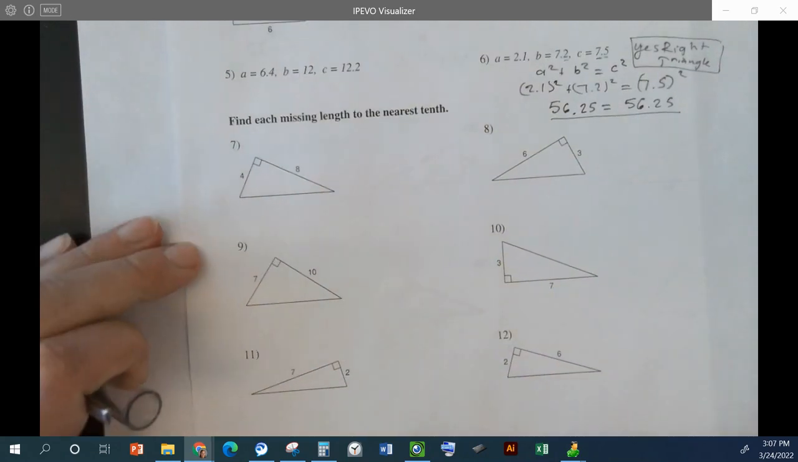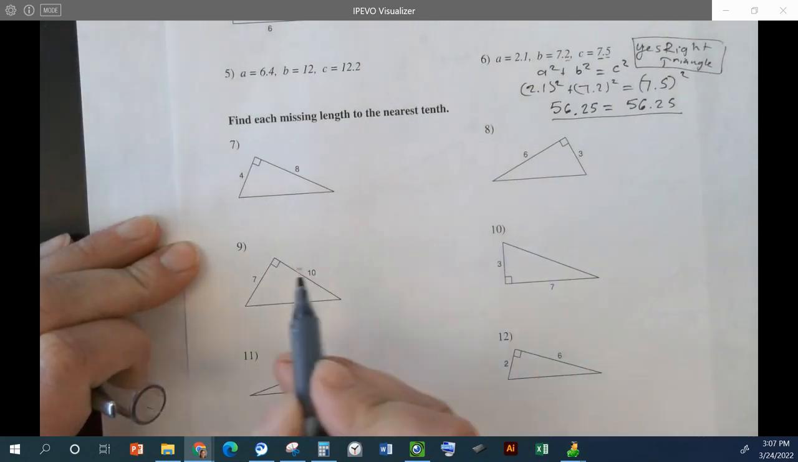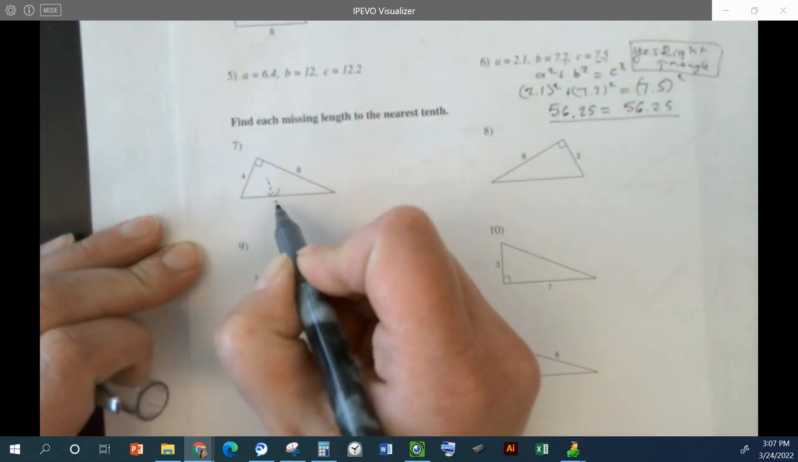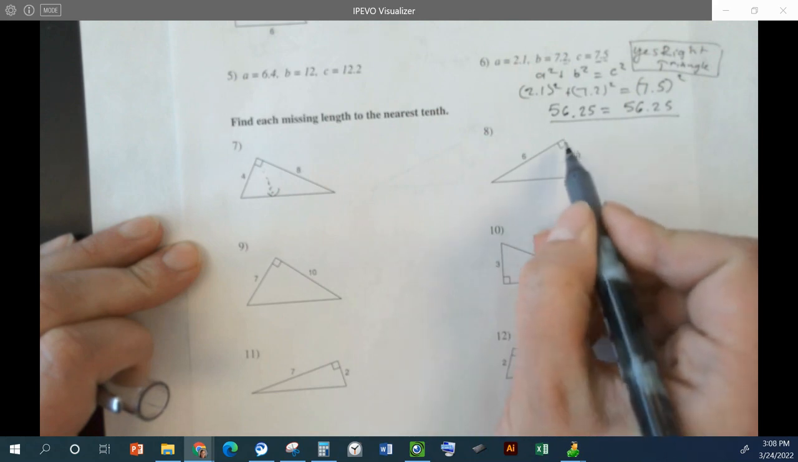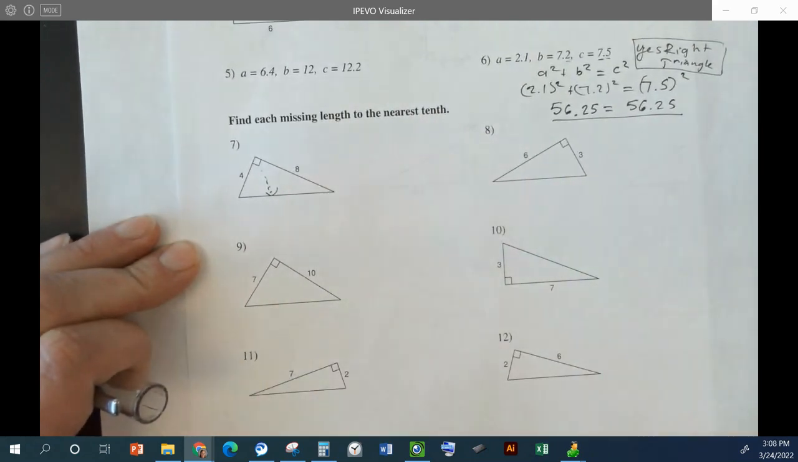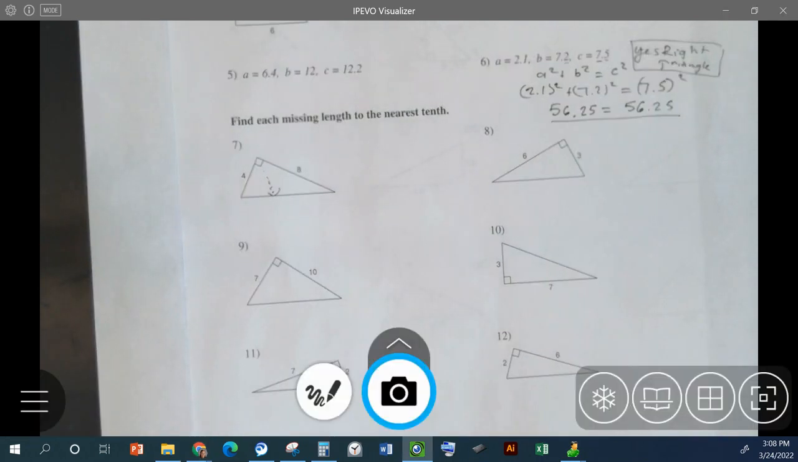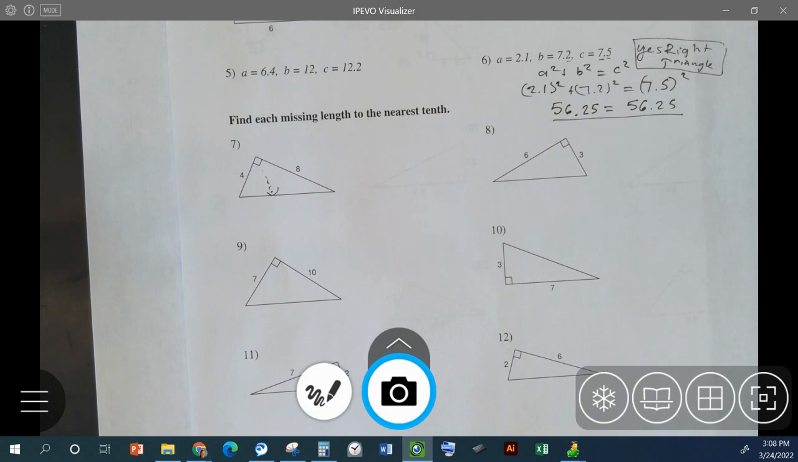Okay. So these first couple, we're looking for the side across from the 90-degree angle. Notice this little square means it's 90. So all of these triangles, we'll be able to use the Pythagorean theorem to solve. Let me make this a little bit bigger. A squared plus B squared.